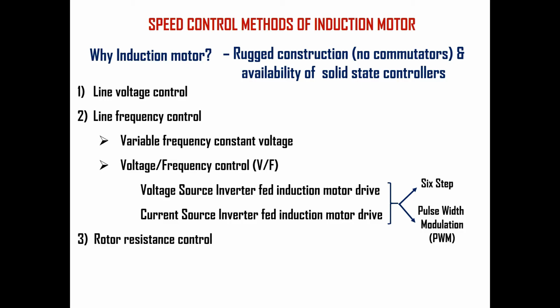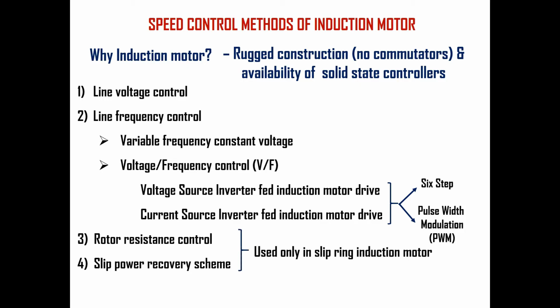Third method is called rotor resistance control, where we control the rotor resistance to control the speed, and the fourth method is called slip power recovery scheme, where the slip power from the rotor is recovered and given back to the supply. As we need rotor terminals out in third and fourth method, this can only be used in slip ring induction motor and not in the squirrel cage induction motor, since rotor windings are short circuited in squirrel cage induction motor.